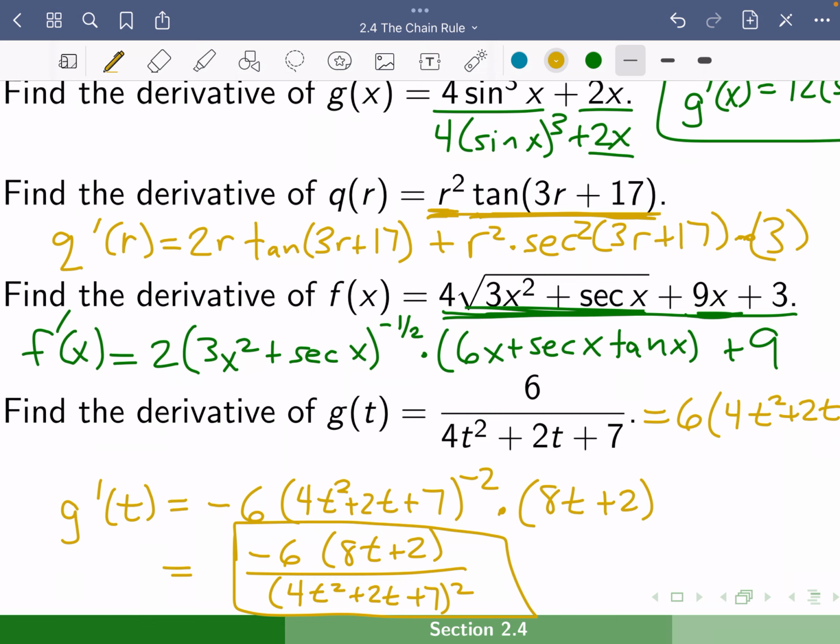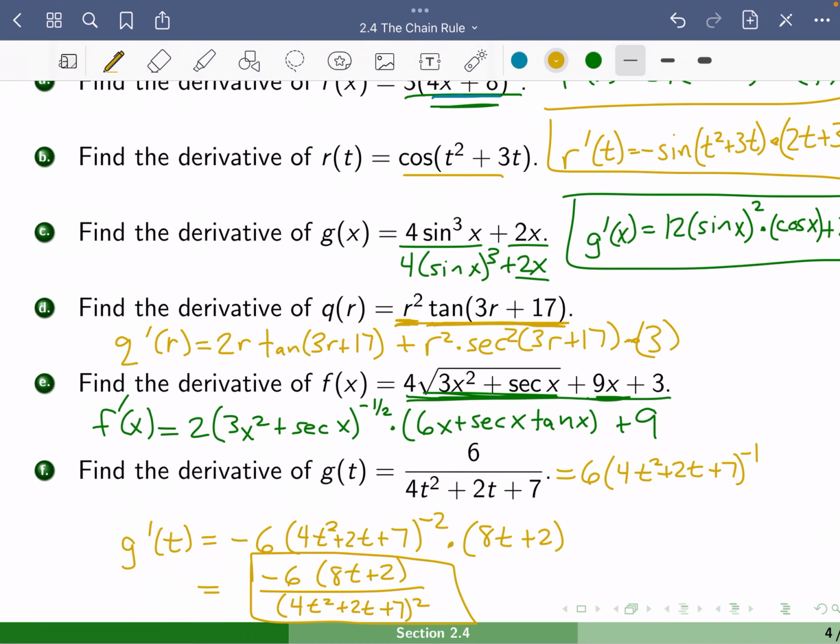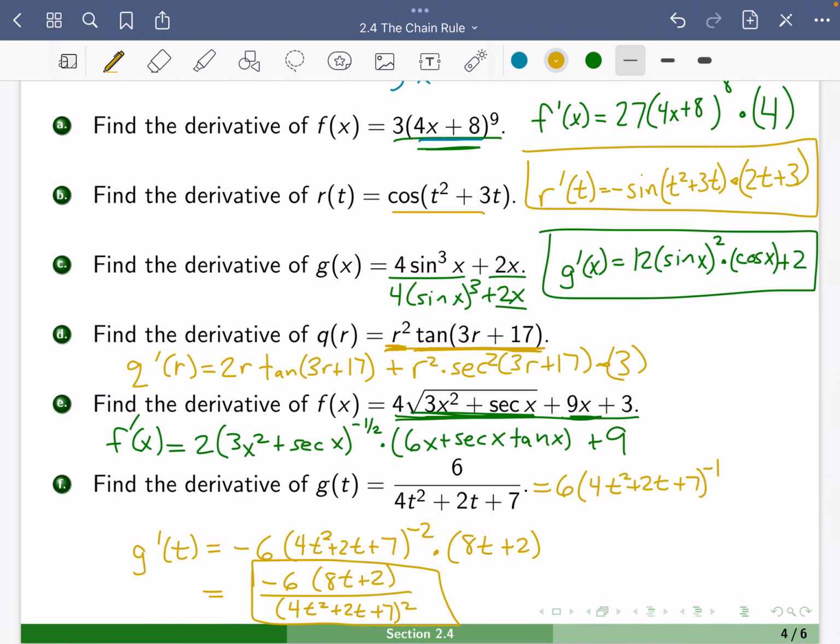In our next video, we'll look at a couple more examples where we are going to use the chain rule. These will be a little bit trickier because they are going to require us to use the chain rule a couple times. All right, we will see you there.